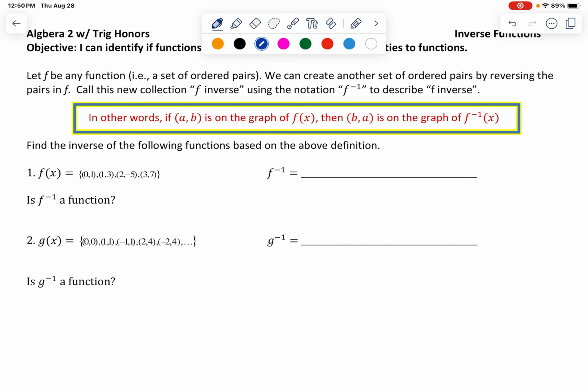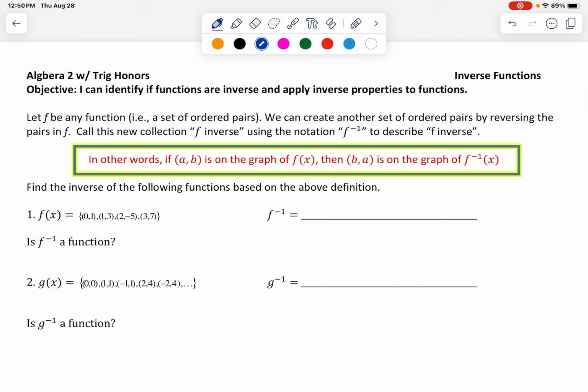All right, this is our lesson on finding inverses or inverse functions. And we have an objective for today, which is: I can identify if functions are inverses and apply inverse properties of functions. So let's get started with what is an inverse function.